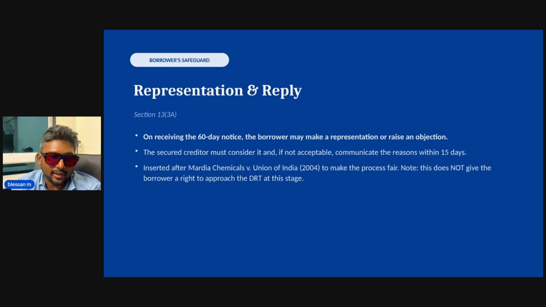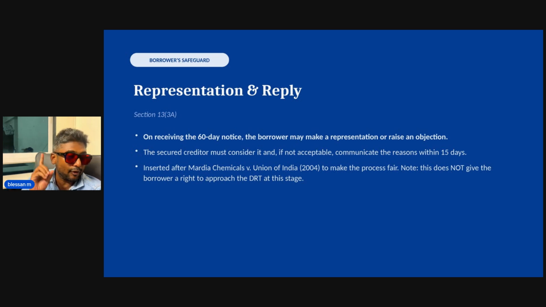Now this is another important section which you must remember. On receiving a 60-day notice, within that 60 days, the borrower can make a representation under section 13(3A). And remember, the power is only a representation. Once the borrower makes the representation, it is the responsibility of the bank or the financial institution to reply within 15 days of the representation.